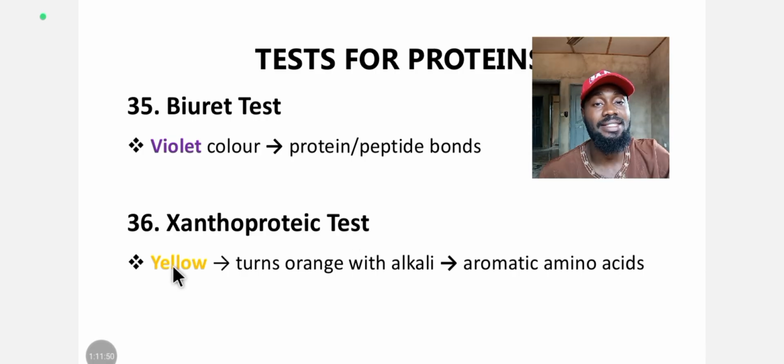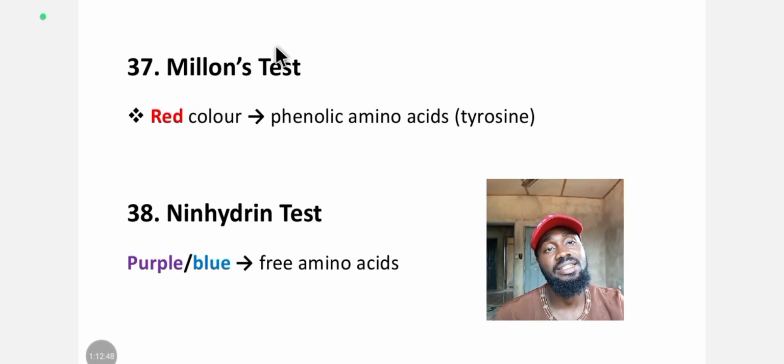The next we have here is the xanthoproteic test. The xanthoproteic test turns yellow. It turns orange with alkali, indicating aromatic amino acid. The next we have here is the Millon's test, and this Millon's test, JAMB also loves setting questions from.